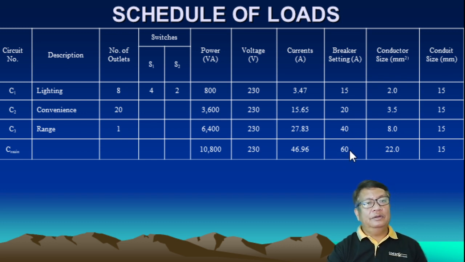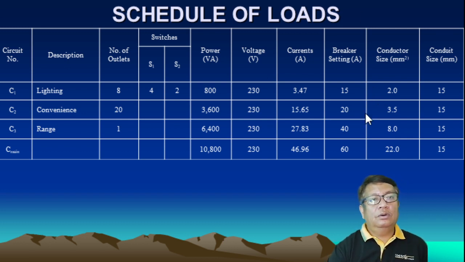For the main breaker, we have this 46.96 total current. So again, next to 40 amperes we have 50, we have 55. But to make sure that the whole building that we have is correctly protected, we have to use the next breaker setting of 60 amperes.